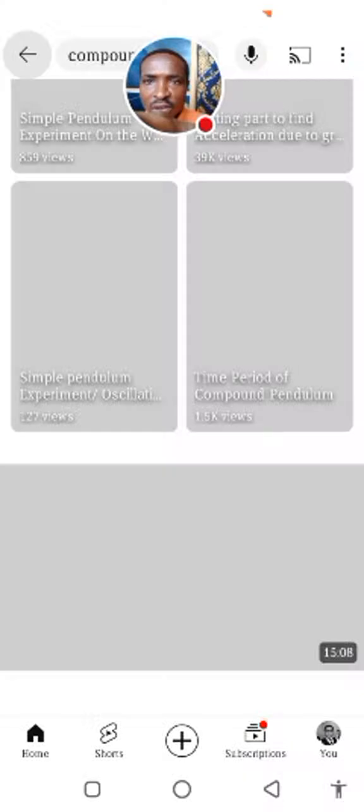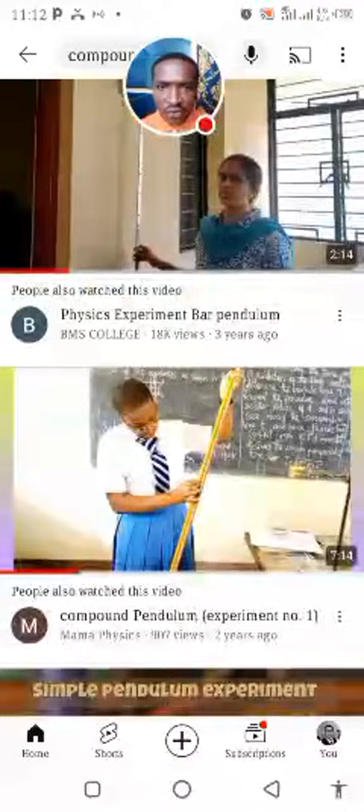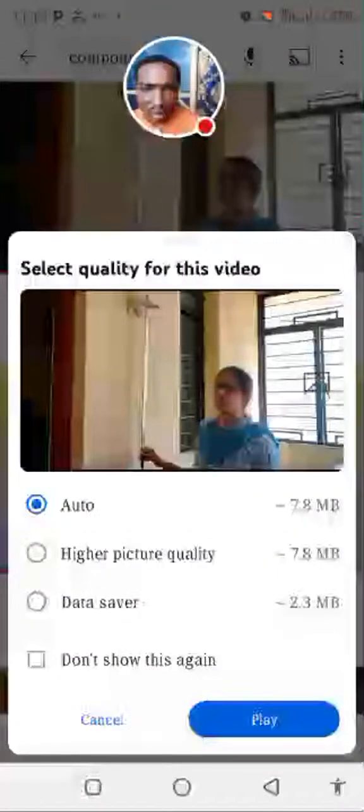Another thing I want to show you here is that you can go on and on to check different videos. You can also check another video here which I want to play. This is our Indian lady too. It is a physics experiment, but they call it a bar pendulum in this case.